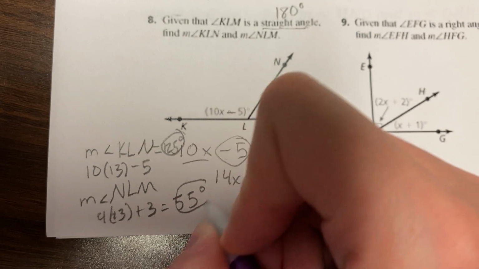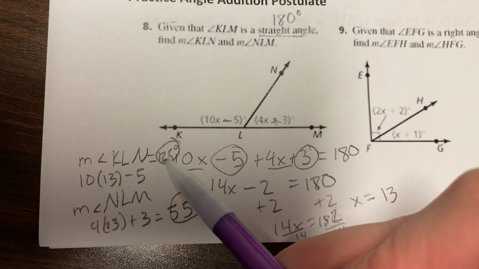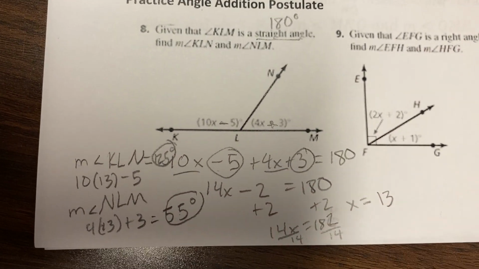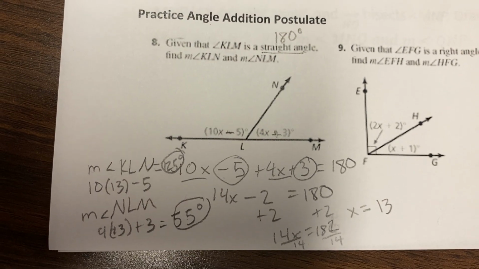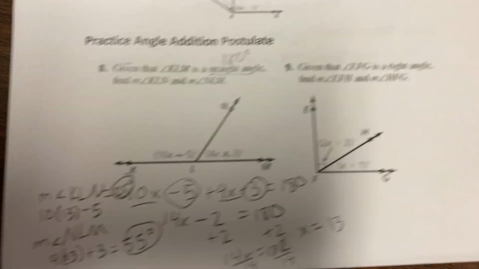And a good way to check yourself is add these. So if I add 125 plus 55, it should give me 180. All right, so that'd be 70 plus 80, so yes.